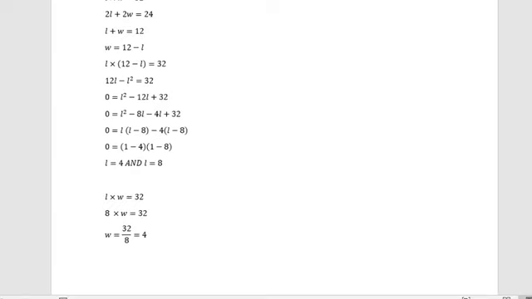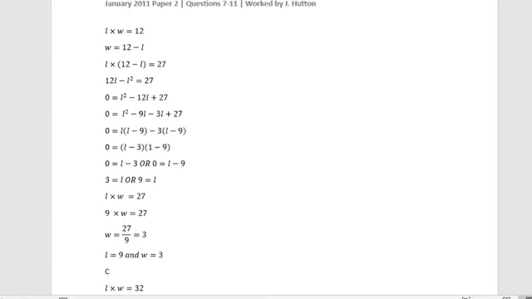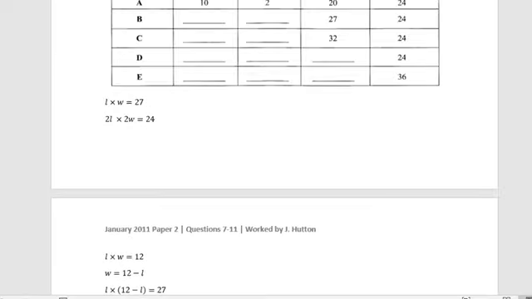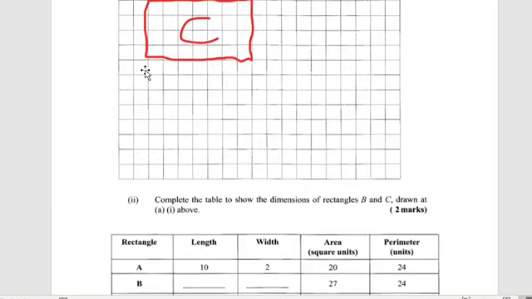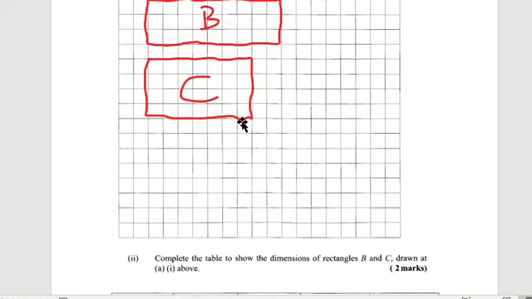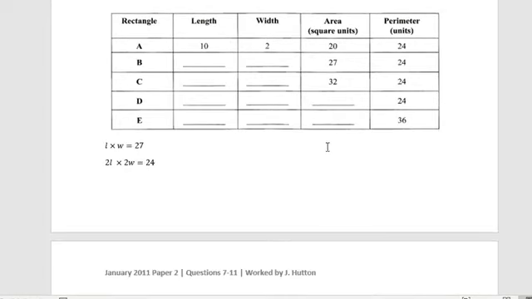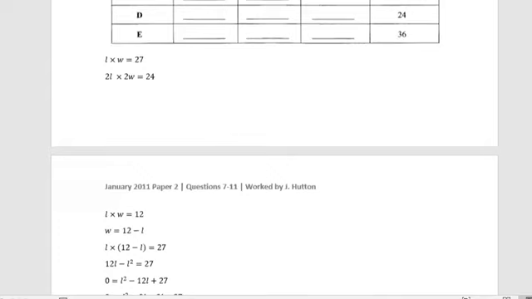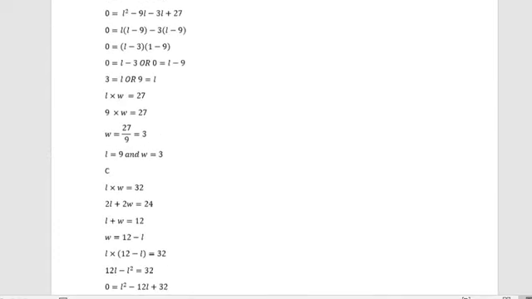And that is what you'll see if you remember, we drew in the diagram above. So our length was 8 and our width was 4. So we have basically completed B and C for this portion of the table, and we have D and E remaining, which comes in another question.